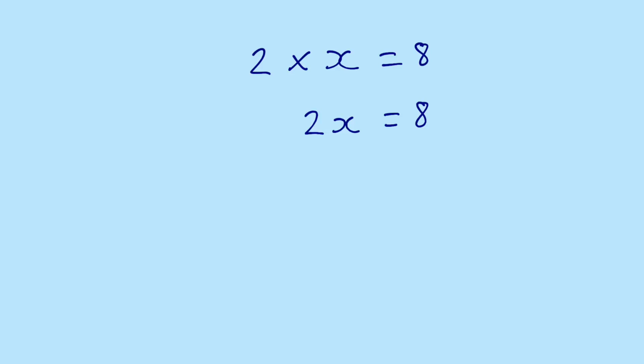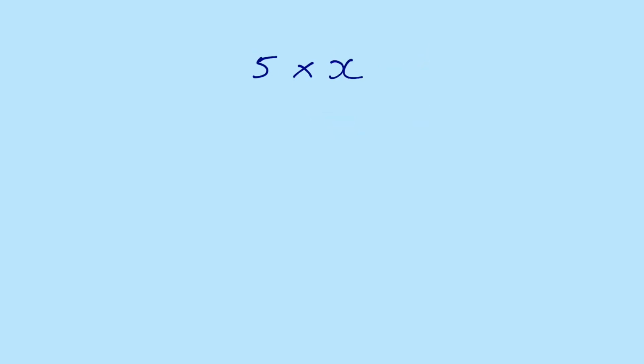In algebra there's always an invisible times sign in between the letters and numbers, here. So 5 times x would be 5x.